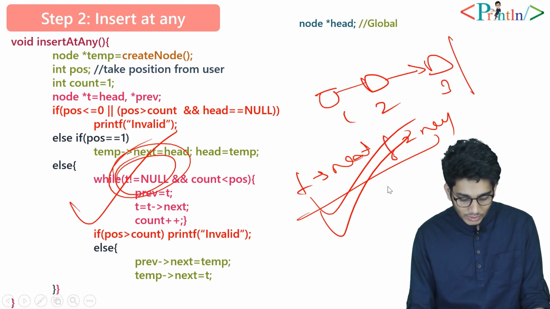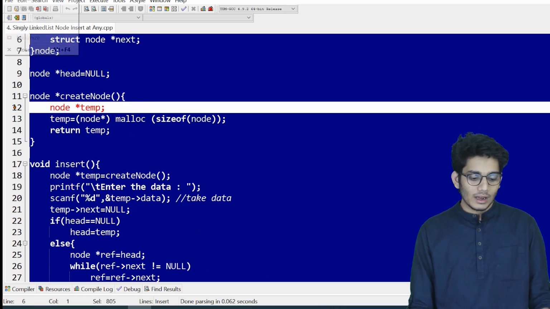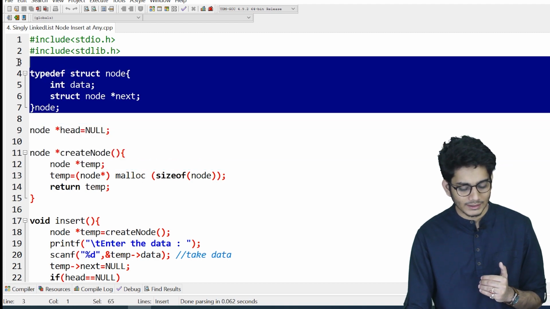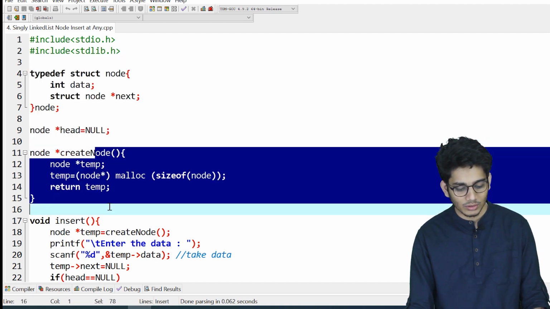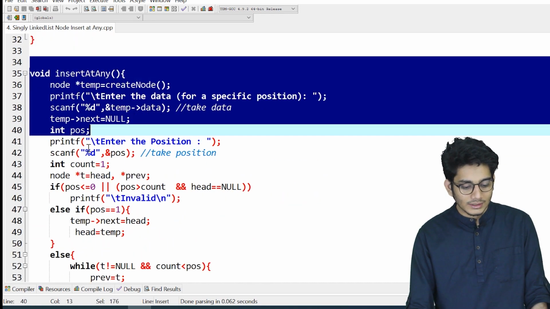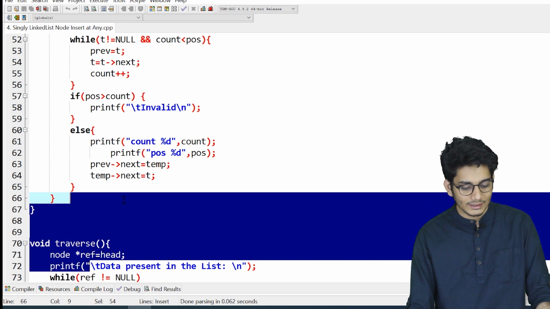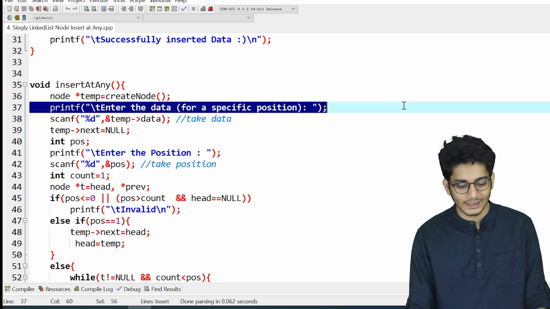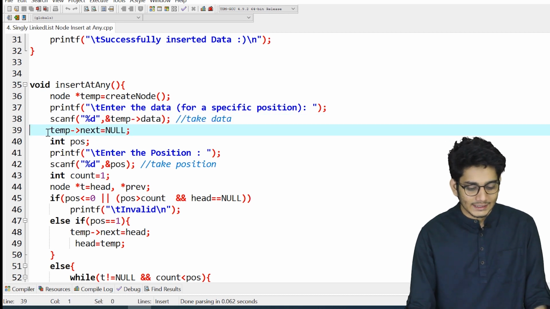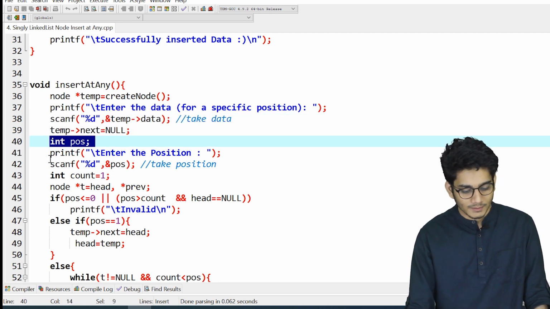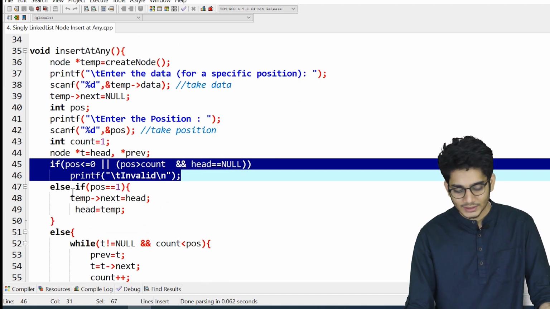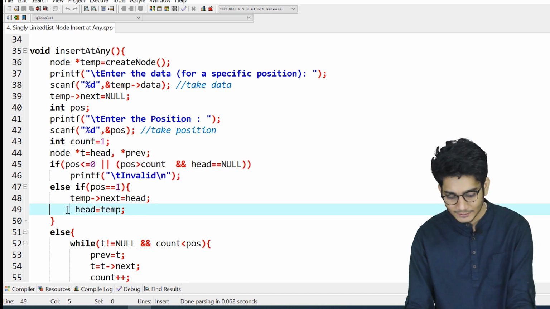Now we'll talk about the coding. So let's start with the hands-on. As you can see on my screen, we have written #include <stdio.h>, we have declared the structure, head equals to null, create node, and we have written the insert function, this is for inserting any value. Now this function is for inserting anything at a given position. As you can see, we have written enter a data at a specific position, then we have taken the data, we have set temp next equals to null, we have taken the position, this is the value assignment, this is the invalid checking logic, we have also discussed that.